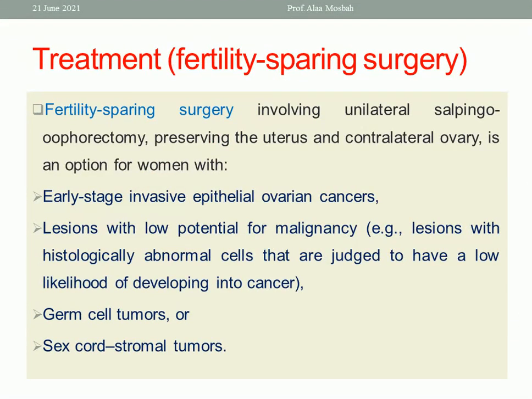Can I do fertility-sparing surgery? Yes, I can do it by doing unilateral salpingo-oophorectomy, preserving the uterus and the contralateral ovary, and this can be done in early stage invasive epithelial ovarian cancer in young women, lesions with low malignant potential, lesions with histologically abnormal cells that are judged to have low likelihood of developing into cancer. Also, germ cell tumors and sex-cord stromal tumors.